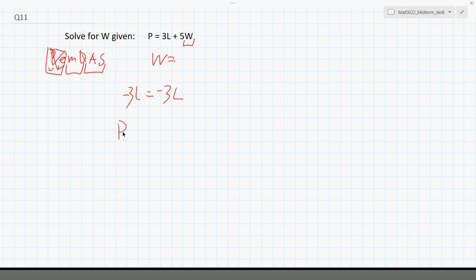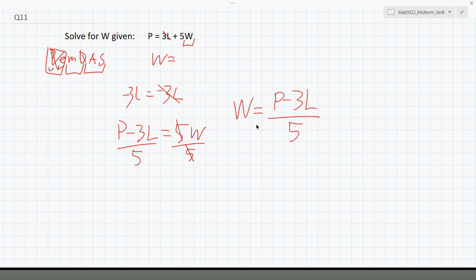And when we do that, it'll be P minus 3L equals, the negative 3L cancels with positive 3L, and we'll say 5W. At this point, we have nothing else that we can add or subtract away from the W, so we'll move up to our next one, which is multiplying and dividing. Since we have a 5 here multiplied by W, we'll want to divide it by 5 to cancel it out, and we'll have to do it on the other side to keep both sides balanced. And then we'll be able to cancel out both of these 5s, and that leaves us with W equals P minus 3L over 5 as our answer because we have solved it for W.